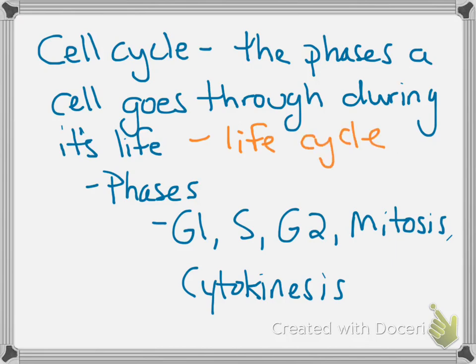And the phases that the cell goes through include G1, S, G2, mitosis, and cytokinesis. We're going to look at each of these individually, but just so you know, G1, S, and G2 collectively are called interphase. And it's sort of the time that happens between cell divisions.